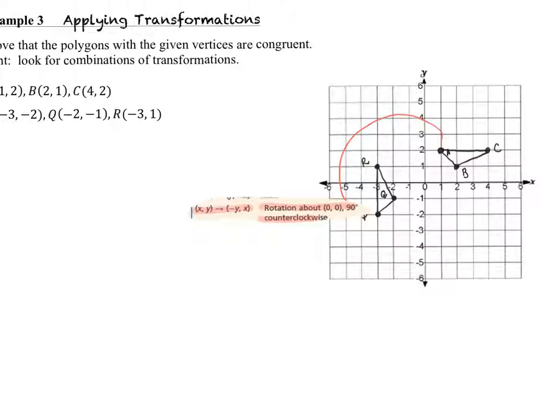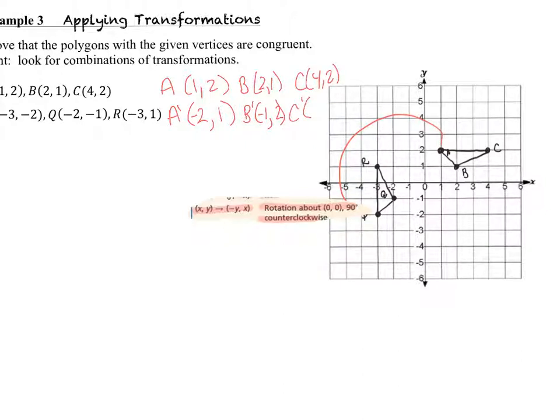So here's our formula. So if I take all of the ordered pairs, A was (1, 2), and I make an A prime now. Well, if it rotated 90 degrees counterclockwise, that would be -y, so -2, and then keep the x value the same. It's just in the y coordinate spot. Okay, and B was (2, 1). So again, B prime, we flip, it'd be (-1, 2). And C was (4, 2), so C prime is going to be (-2, 4).